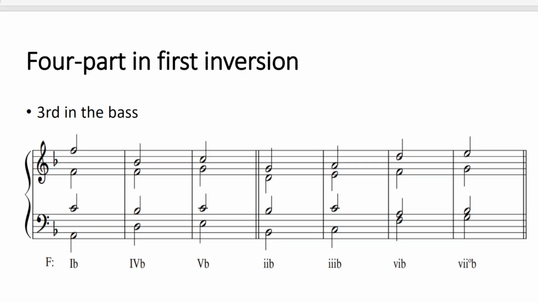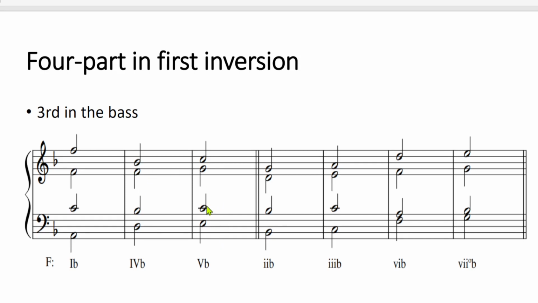Now let's look at four-part in first inversion. First inversion means the third of the chord in the bass. So F major, F is the tonic, and now it's the root of the chord. Double the root, F, F, A, C. The A is the third in the bass. 4B, B flat, B flat, D. D is the third in the bass. And then we have the fifth here.